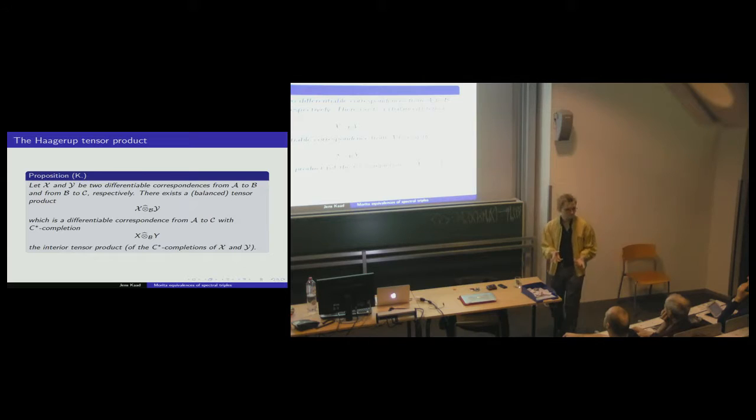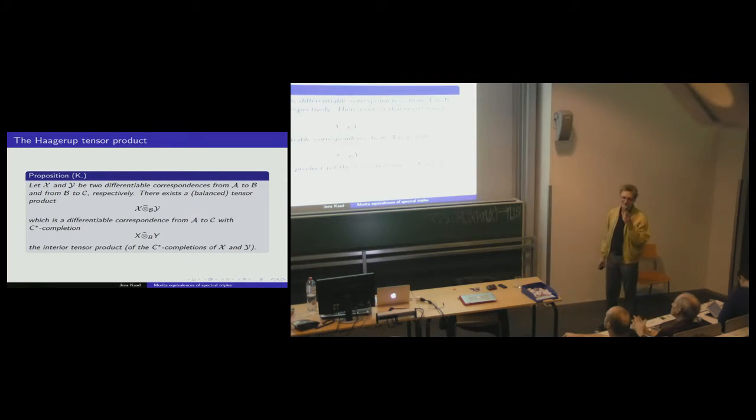What does balanced mean? Balanced means that it's a tensor product of modules. So x times b tensor y is x tensor b times y. So it's just terminology. Yeah, that's what it means. It's a tensor product of bimodules.